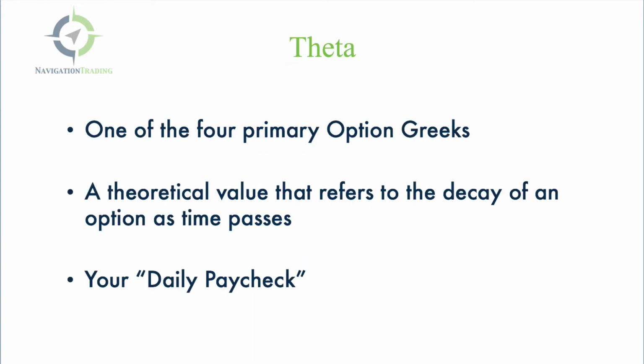Okay, so let's go to the first one, theta. So what is theta? We've talked about this in courses and other lessons, but just to recap, theta is one of the four primary option Greeks. It's a theoretical value that refers to the decay of an option as time passes. Another way to think of that is theta is your daily paycheck. It's the theoretical amount that you should make if price and volatility and all factors stay exactly the same. That's what you should collect on that time decay in your specific position.